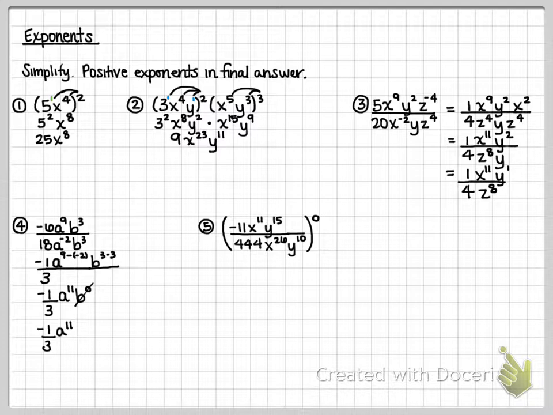Fifth example, by far my favorite one. I don't necessarily want to do any work because if I take a look at this, the entire quantity is to the 0 power. Anything except for 0, any number other than 0 to the 0 power is just 1. So it doesn't really matter what it looks like inside. The answer is just 1.